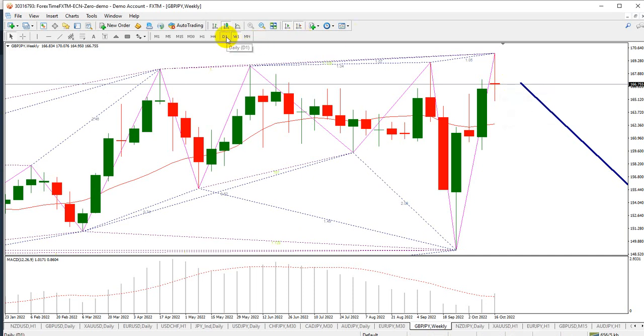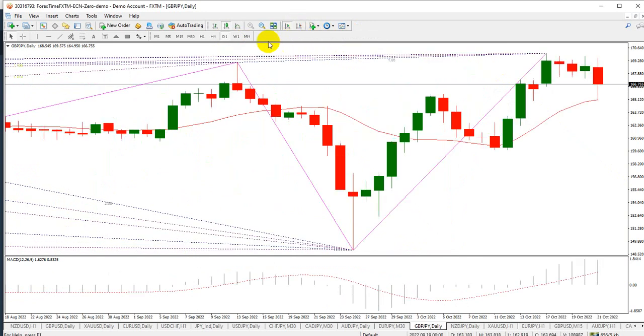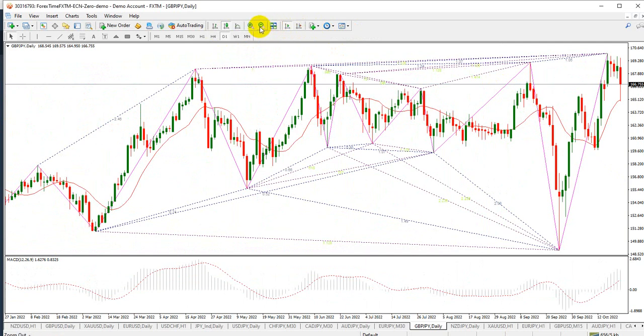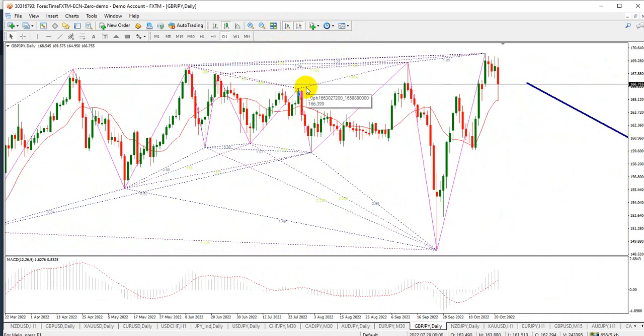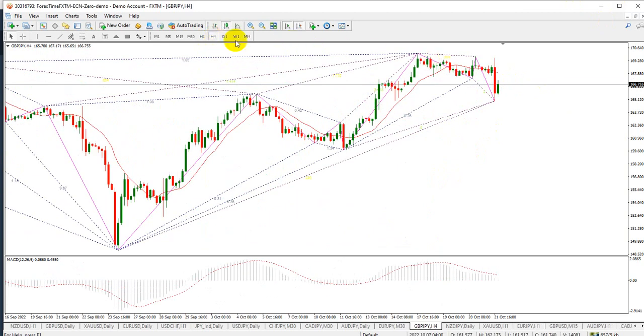But if we go on a lower time frame, let's look at the daily time frame first before we go to lower time frames. On the daily time frame, you can see that this is not very clear if it will continue to go down. This may just be a little retracement to continue to go up. So for me, on GBP JPY, I need to hold on and see more confirmation.